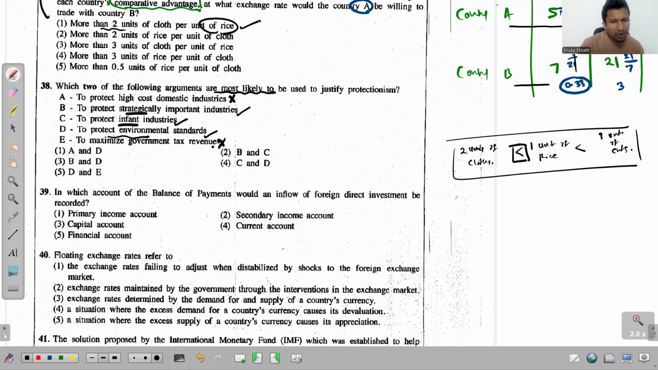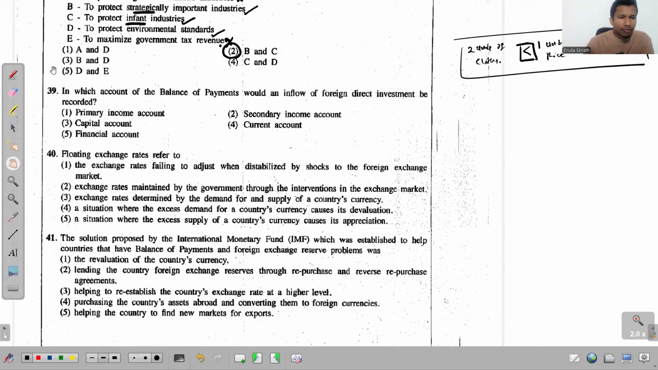But this is also, I mean, it must also be a consideration, but in the provided answer, this is what they have taken. Right. 39th.